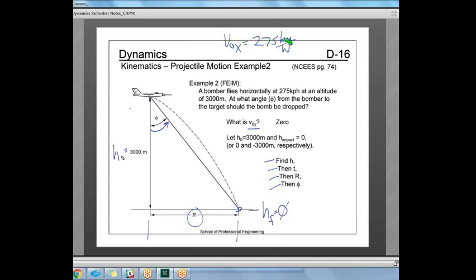A bomber flies horizontally at 275 kph. Our v naught in the horizontal direction is 275 kilometers per hour, but our v naught in the vertical direction is 0. We're dropping the bomb. We're just simply letting go of it. It has no vertical velocity at that instant. Of course, it's going to pick up some vertical velocity pretty quickly as it falls toward the ground.